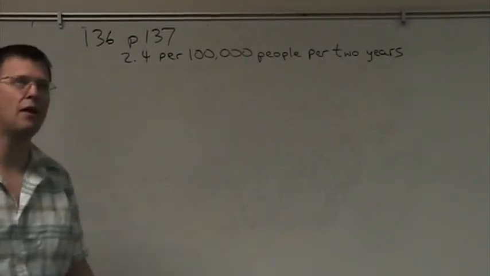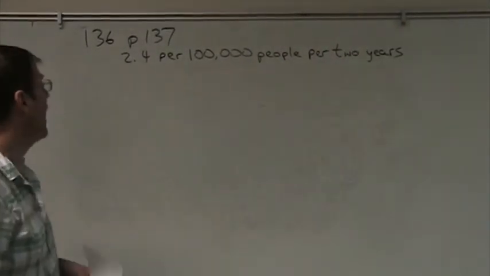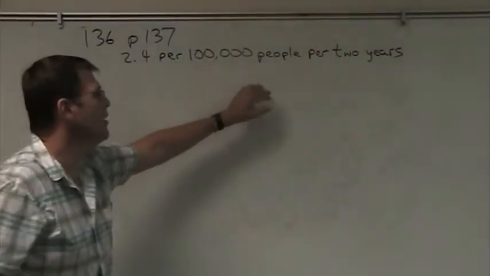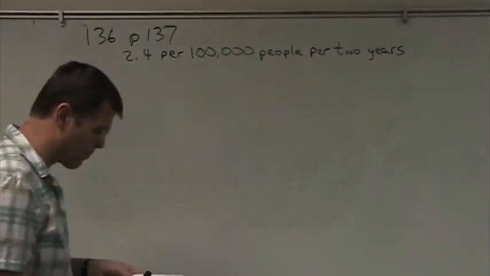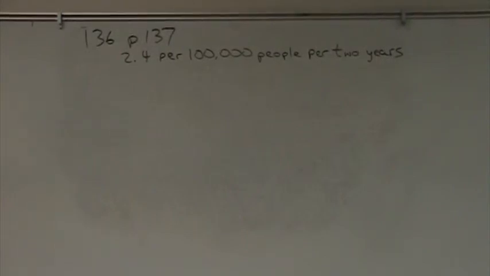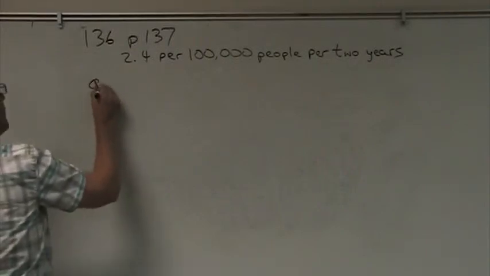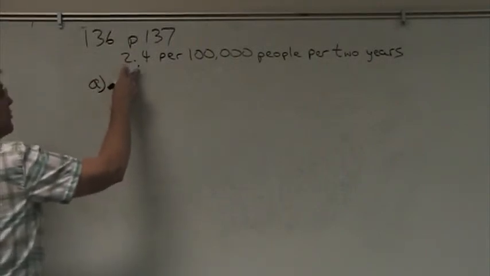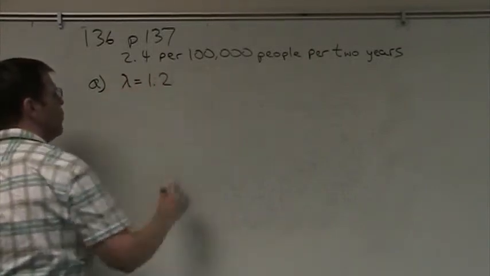Well, the thing to note here is that this rate is given to us out of every 100,000 cases per 2 years. This problem in Part A is asking us to look at this in terms of a 1-year period. So as far as Part A is concerned, instead of using lambda equals 2.4, we're going to use lambda equals 1.2.